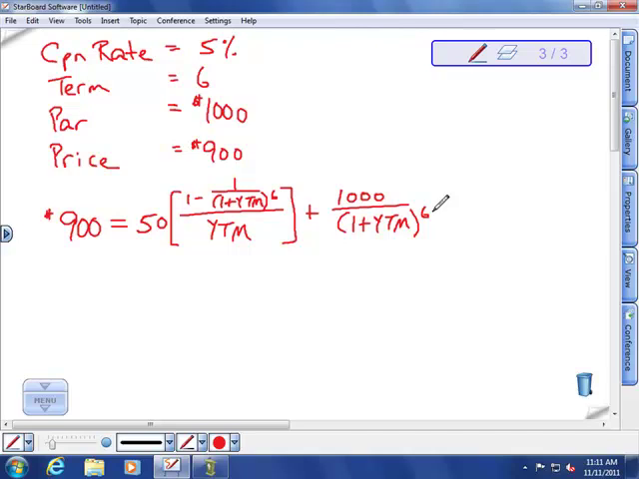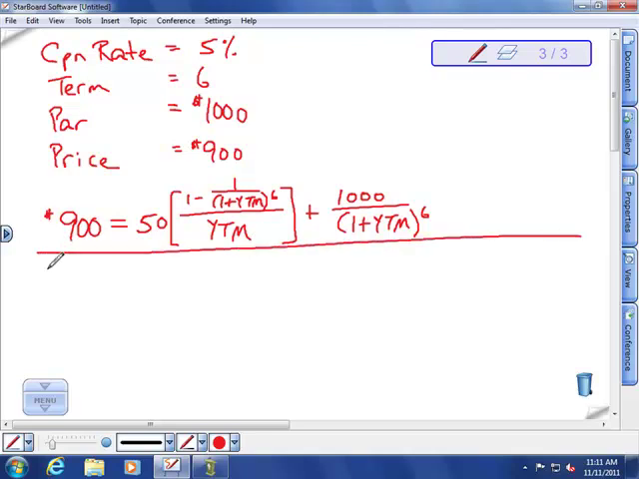So we have a $50 payment here. That's our coupon. Total of 6 coupons. We have $1,000 6 years from now that we discounted back at that yield to maturity. So our problem is to find that yield to maturity measure. It's the discount rate used to find the bond's price. Now we need to guess. So what are we going to guess?